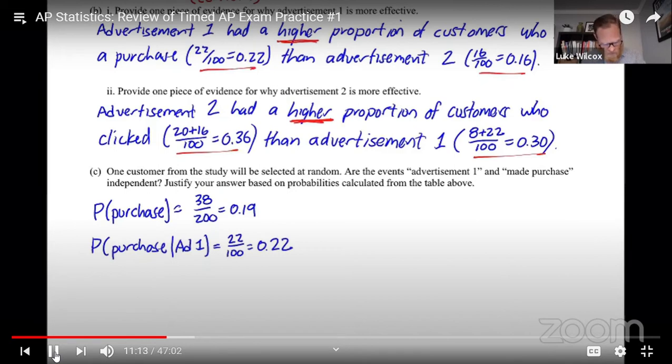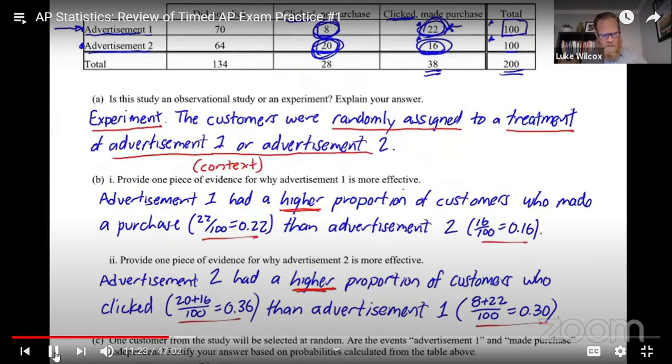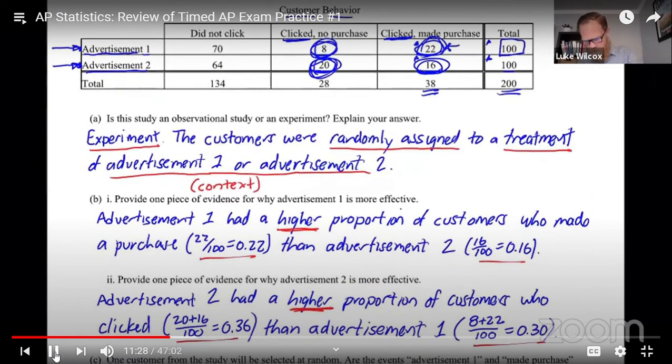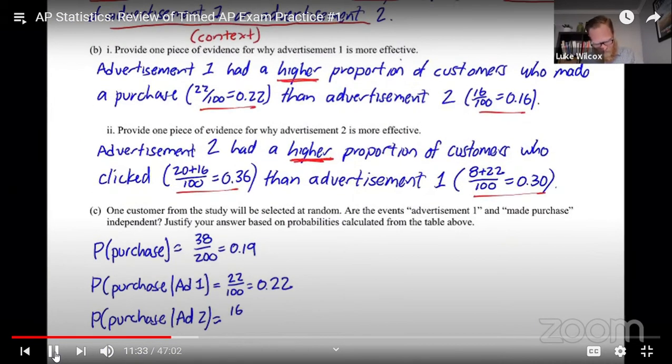Now, to strengthen our argument here, let's see what happens when we calculate the conditional probability of a purchase given that they saw the other ad, ad 2. Well, now we're only going to be looking at the column for advertisement 2, which we know is out of 100, and out of those 100, 16 purchased. That is 16 out of 100, which is 0.16. So very clearly here, if I know what ad they're shown, that is changing the probability that they made a purchase, which is telling us that these two events are not independent.